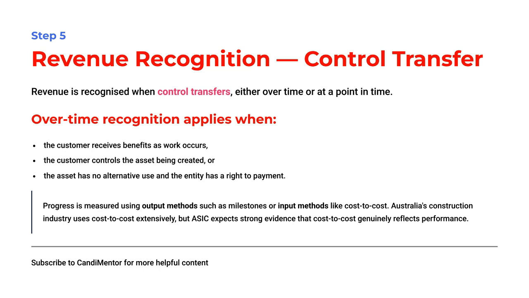Step 5. Revenue recognition. Control transfer: revenue is recognized when control transfers, either over time or at a point in time. Over time recognition applies when the customer receives benefits as work occurs, the customer controls the asset being created, or the asset has no alternative use and the entity has a right to payment. Progress is measured using output methods such as milestones or input methods like cost to cost. Australia's construction industry uses cost to cost extensively, but ASIC expects strong evidence that cost to cost genuinely reflects performance.